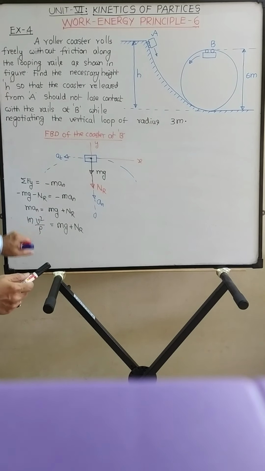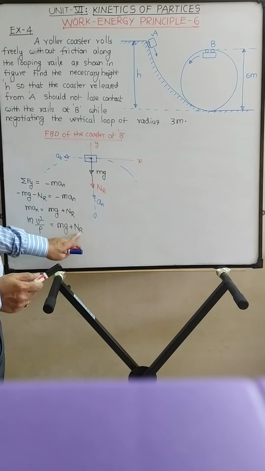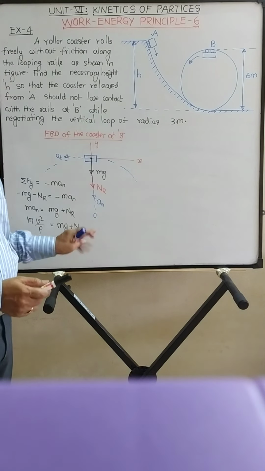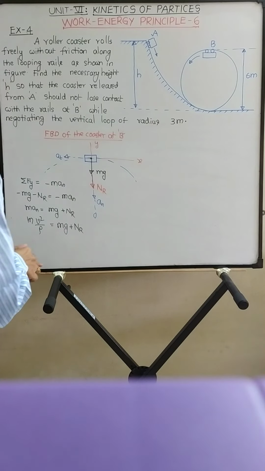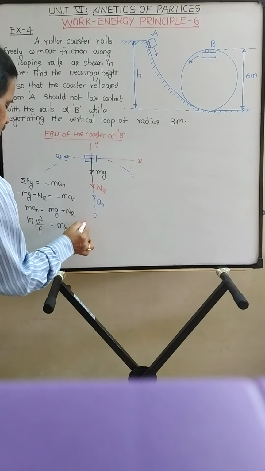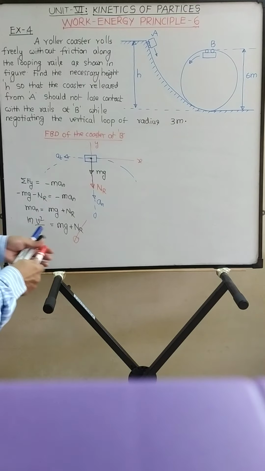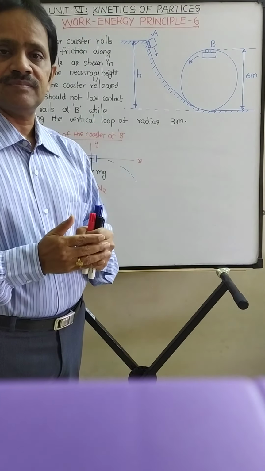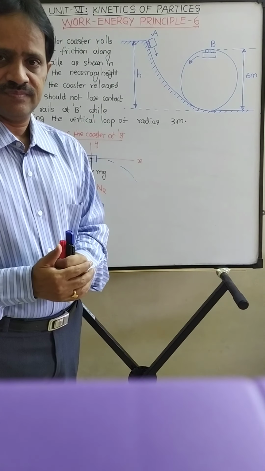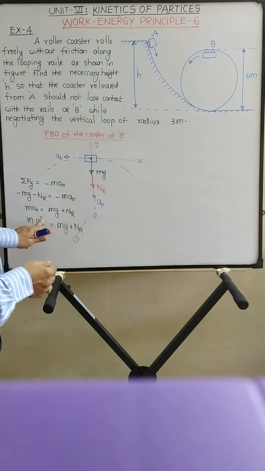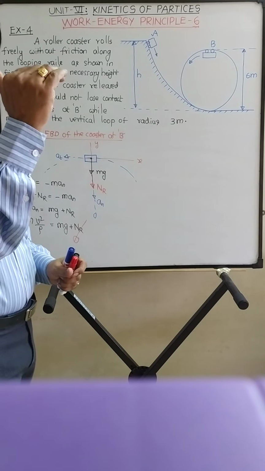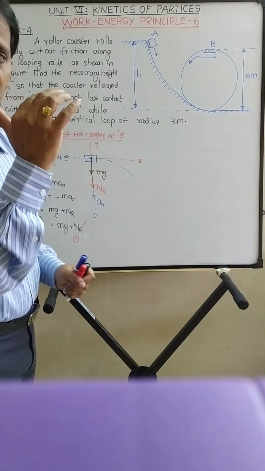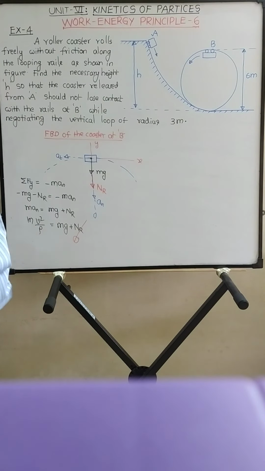So here v square depends on the normal reaction. For v to be minimum, normal reaction should be minimum. So what is the minimum possible value of normal reaction? That is 0. Means when normal reaction is 0, that means it is about to lose contact, tending to lose contact, right? So that is the minimum velocity required. When it is about to lose contact but not losing contact, it tends to lose contact, right? So the normal reaction is 0.